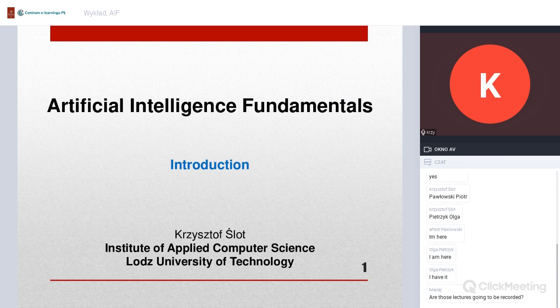So there will be 3 tests, and they will cover 3 areas that we'll be talking about. And I will introduce these areas later on. And you need to have a positive grade out of each of these tests. So these are requirements.